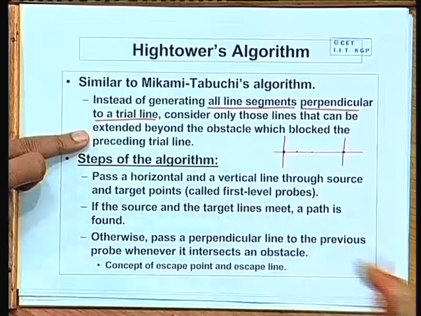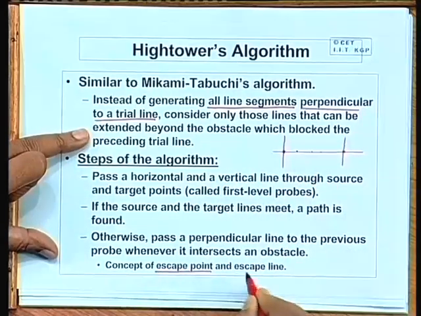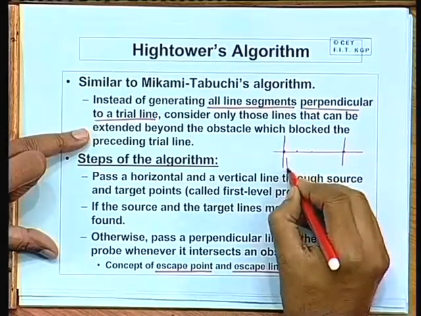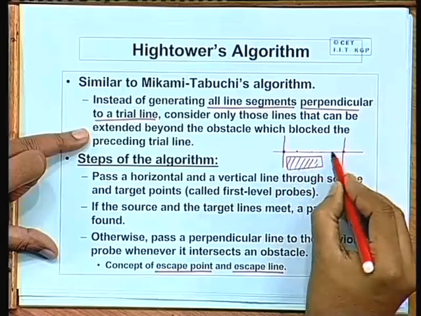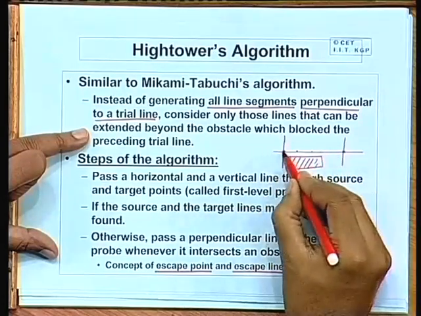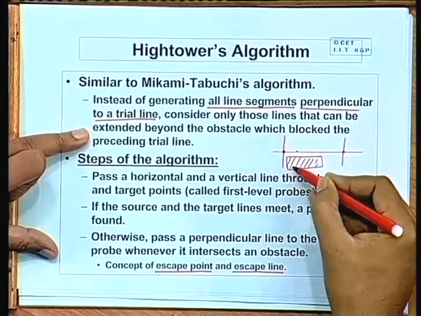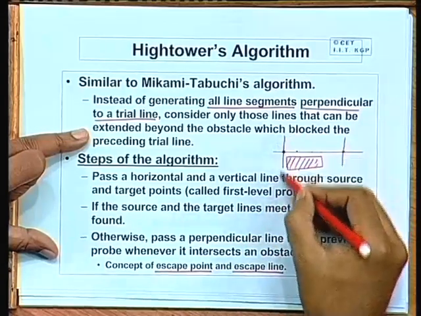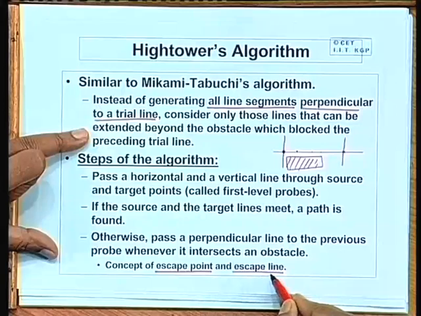Now, for bypassing these obstacles, there is a concept of escape point and escape line. Suppose here we had an obstacle. You try to find out which is the best point you should choose so that you can escape out of this obstacle. This point will be called an escape point and the corresponding trace line, trial line, will be called an escape line.